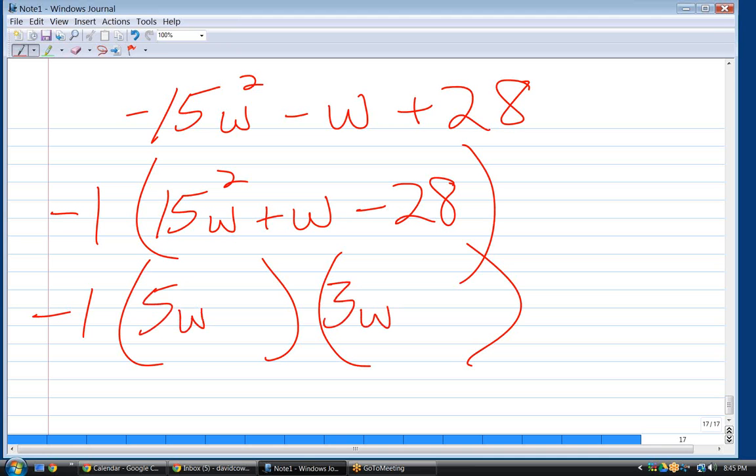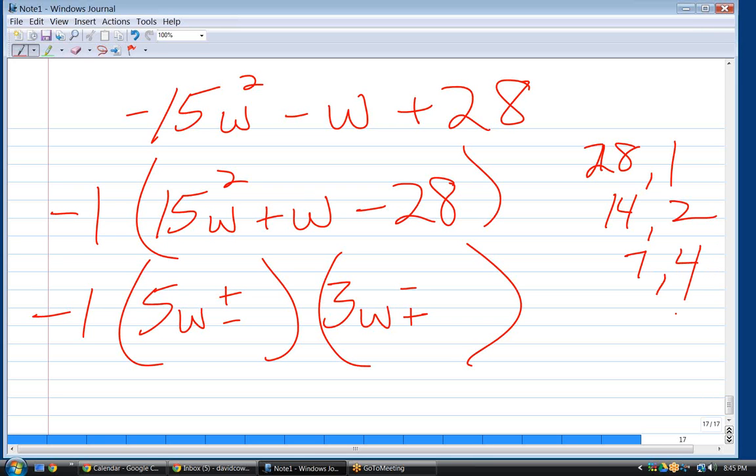What are the signs? It would be a negative and a positive. Okay, and because 5 is different than 3, I have to allow for both. What are the two closest factors of 28? Let's list them. 1 and 28. What's the next two? 14 and 2. Next two? It would be 4 and 7. What are the two closest ones? 7 and 4. All right, let's start there.